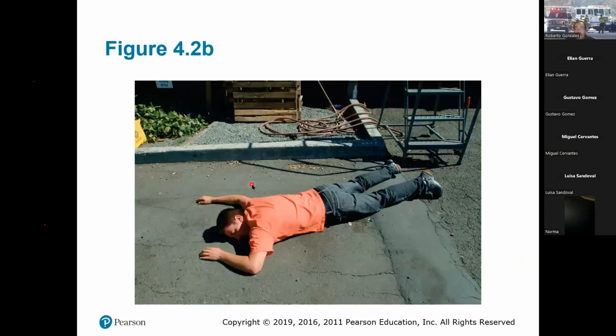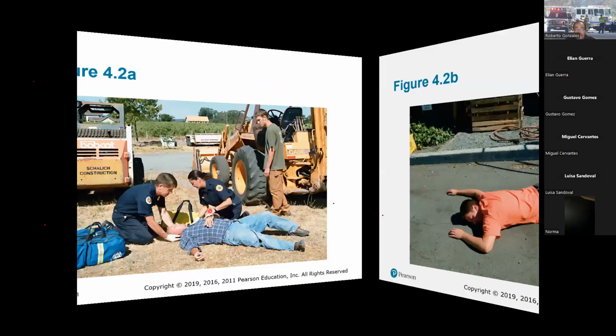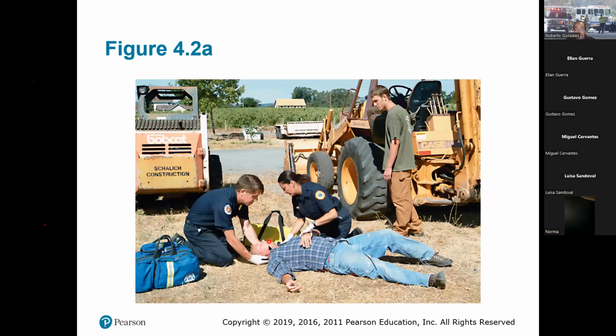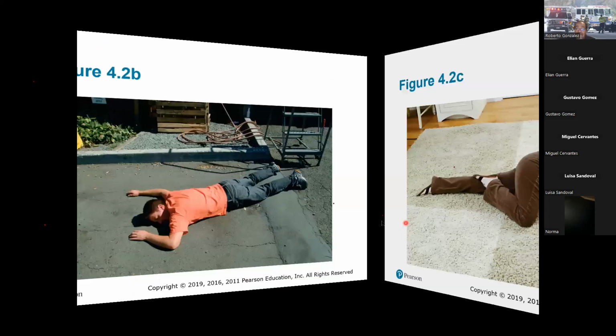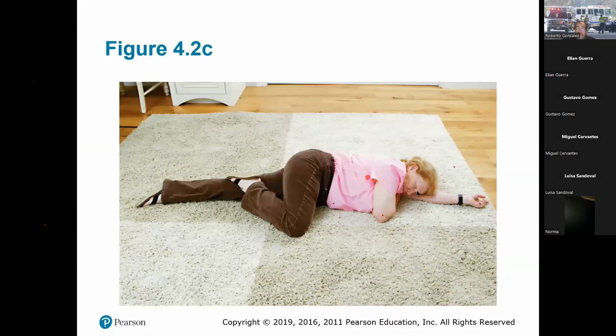If they were in this position right here, the supine, they'd be swallowing this blood and it goes straight into the lungs, and that's a different animal right there. So this is a lateral recumbent.